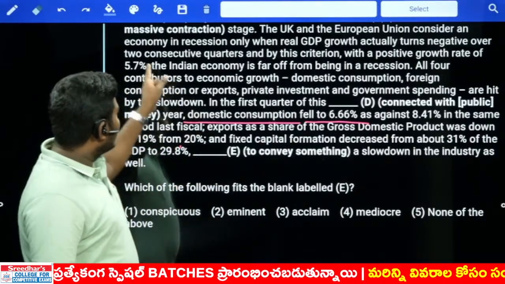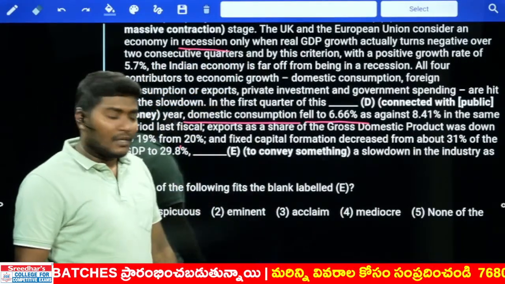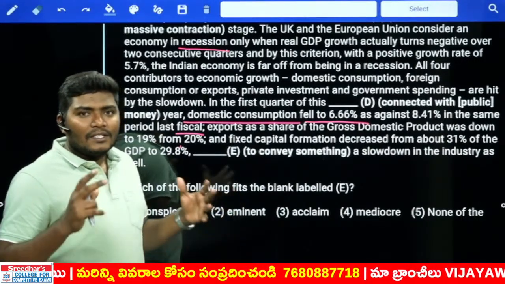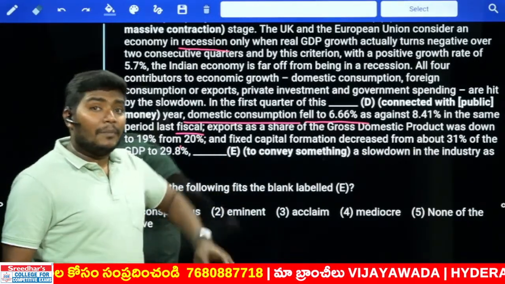See, previously also we got one more combination, recession. Here we have got one more thing. And what is that? Fiscal. These are the standard substitutes that give us confidence that the previous answer was correct.